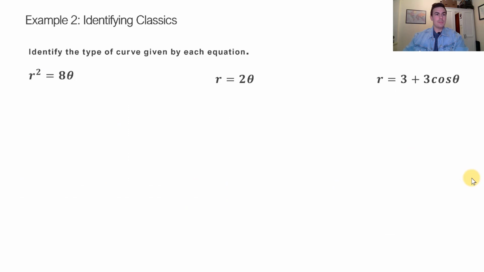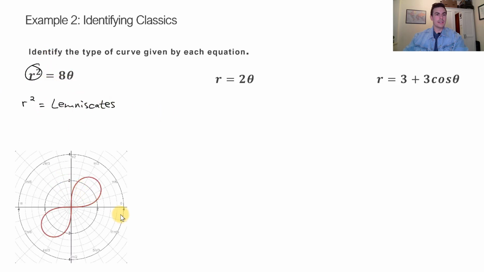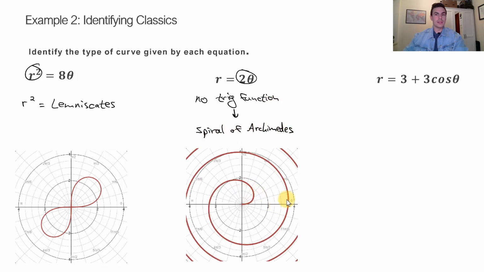Okay, so that's that, and let's go ahead and identify some of our classic curves here. We're going to identify the type of curve by each given equation. So again, r squared. Anytime I see this r squared, I'm thinking lemniscate every single time. And if you were to graph this, you would in fact get a lemniscate. For r equals 2 theta, anytime there is no trig function, we know we have the spiral of Archimedes. And if you graph that, it looks something like this.